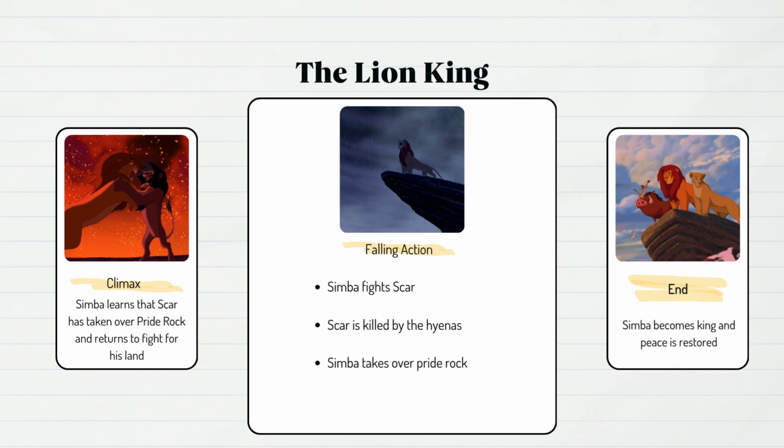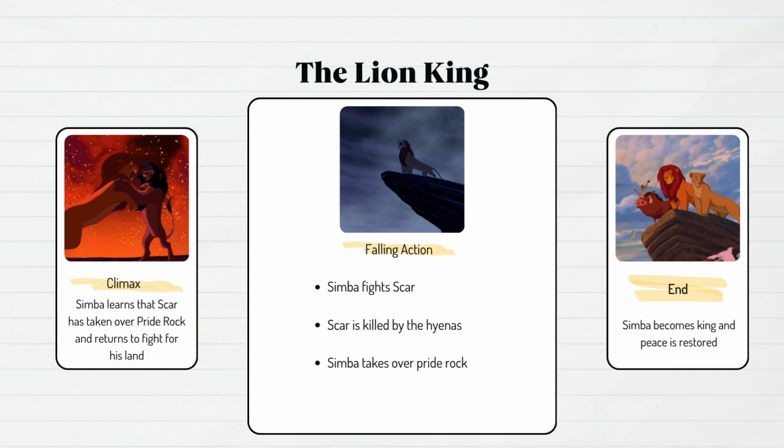Now we've passed that climax. That's when the falling action is going to take into play. So the falling action is when Simba fights Scar. So that big fight happened. And then Scar is killed by the hyenas. That's how the fight went down.